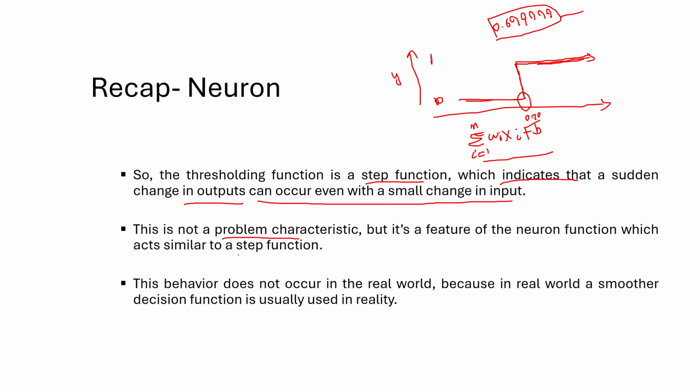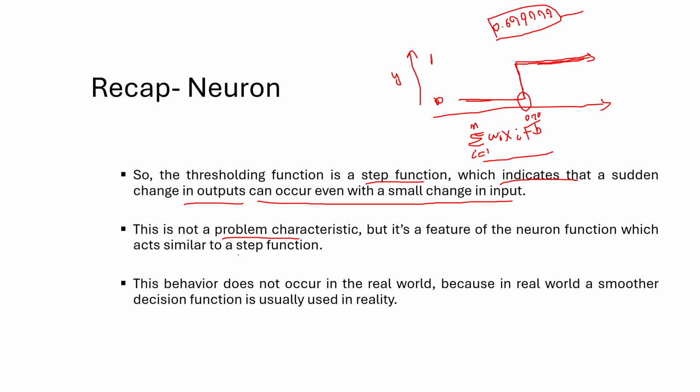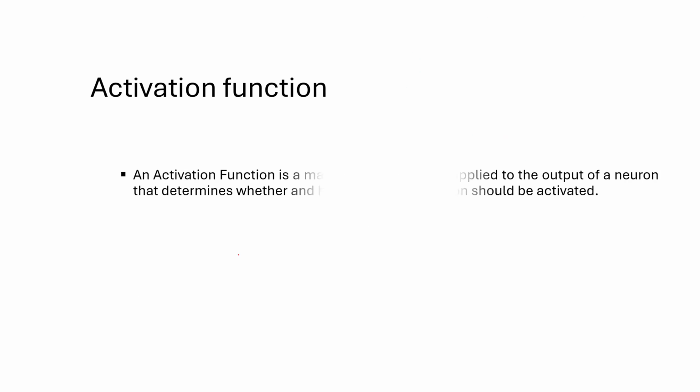But in real world situations, this behavior does not occur because in real world situations, usually a smoother decision function is used. So that's why the activation functions were introduced, because it is a kind of smoother decision function. An activation function is basically a mathematical function that is applied to the output of a neuron, and it determines whether the neuron will be activated or not, and if it will be activated, then how much it will be activated.